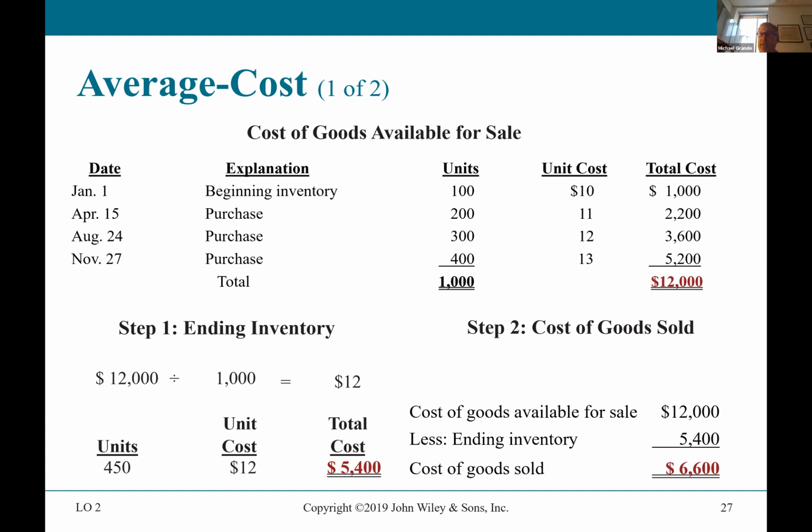Ending inventory is simple to calculate. As long as I know the number of units in ending inventory, I got 450 units in ending inventory, $12 a unit. Ending inventory is valued at $5,400. Cost of goods available for sale, $12,000, minus the ending inventory of $5,400. Cost of goods sold, $6,600.